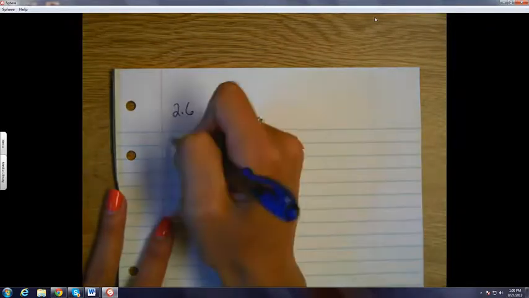Okay, this is section 2.6, the last section in chapter 2. So we'll be working toward a test here after this section. This section's actually pretty short. It's about the intermediate value theorem.